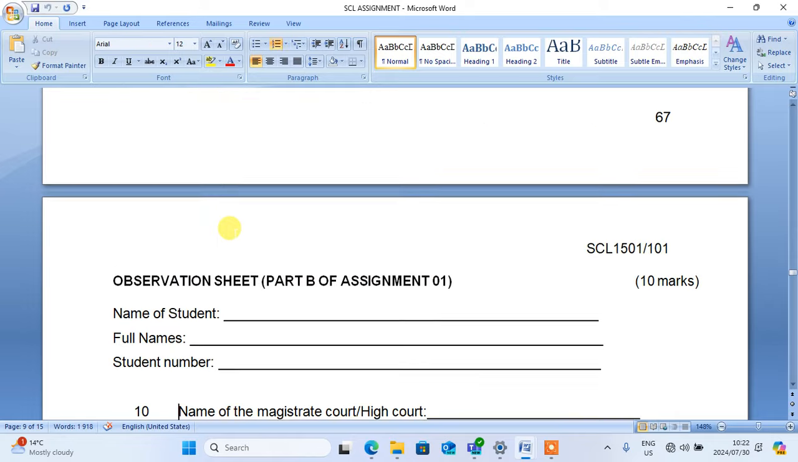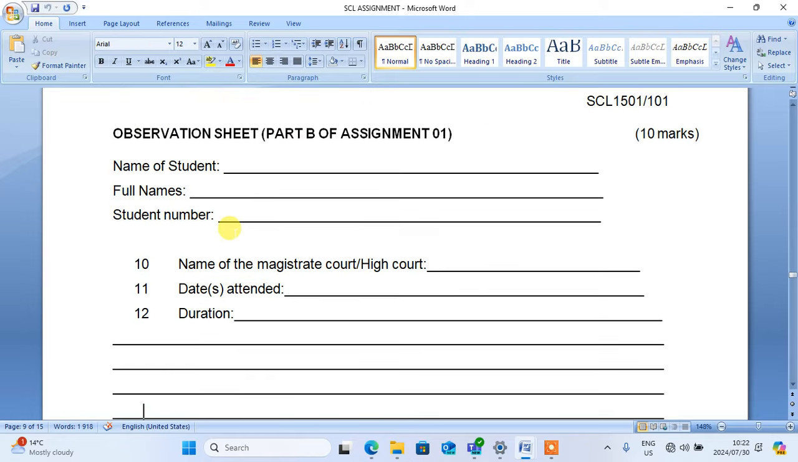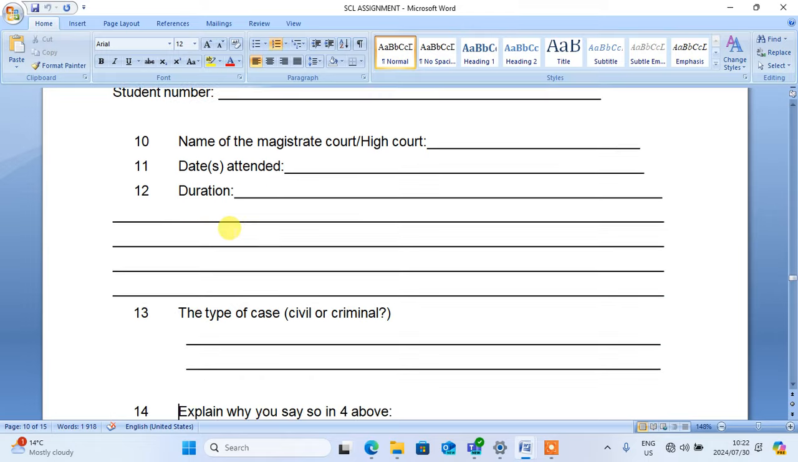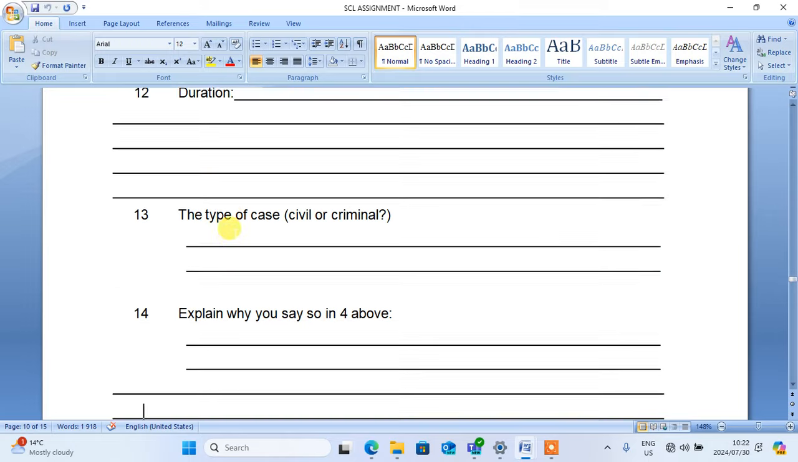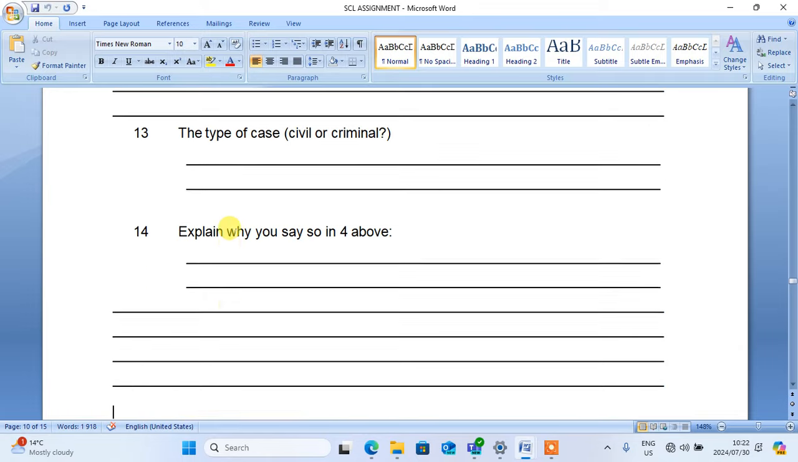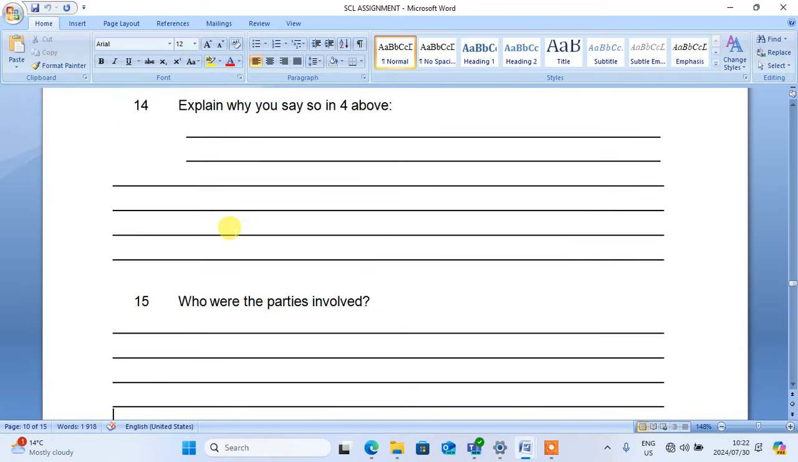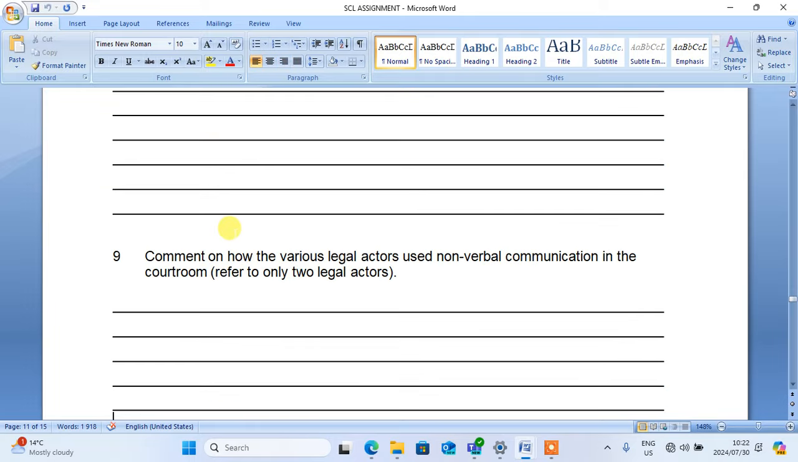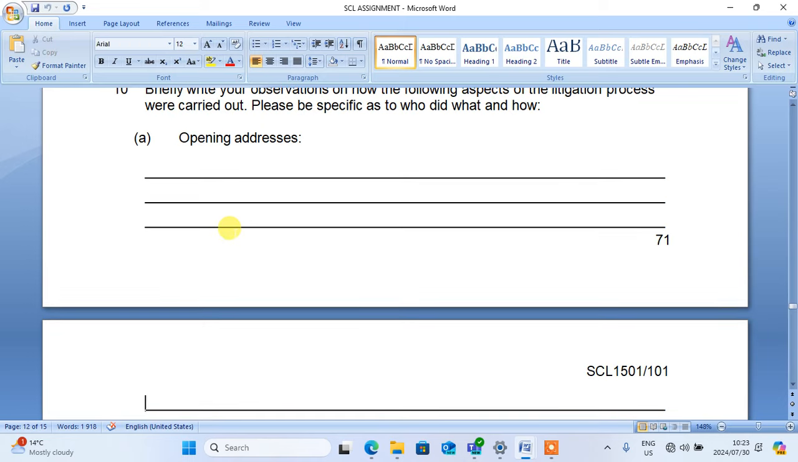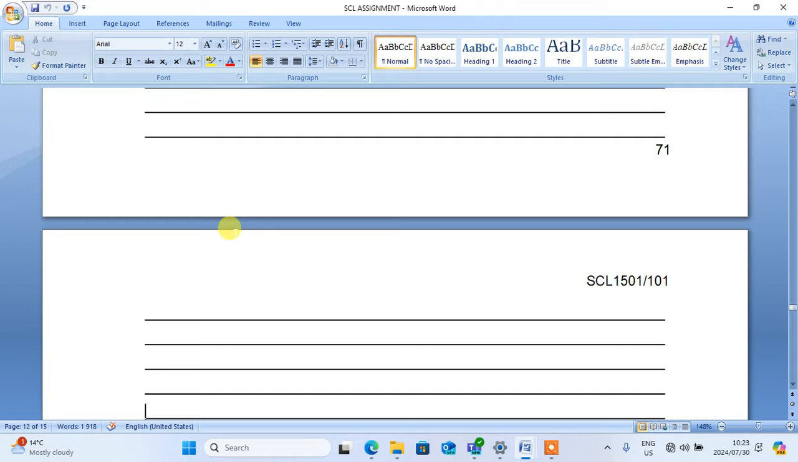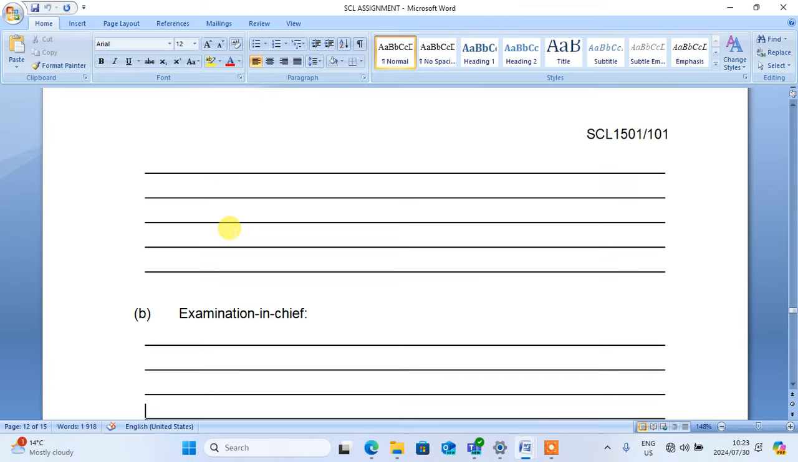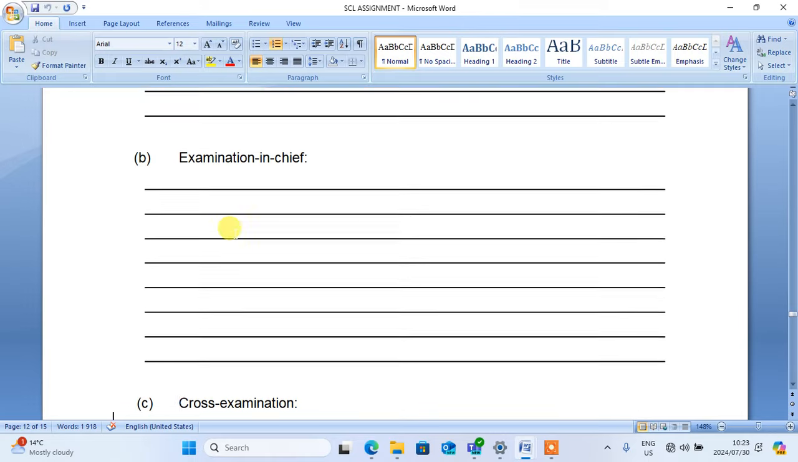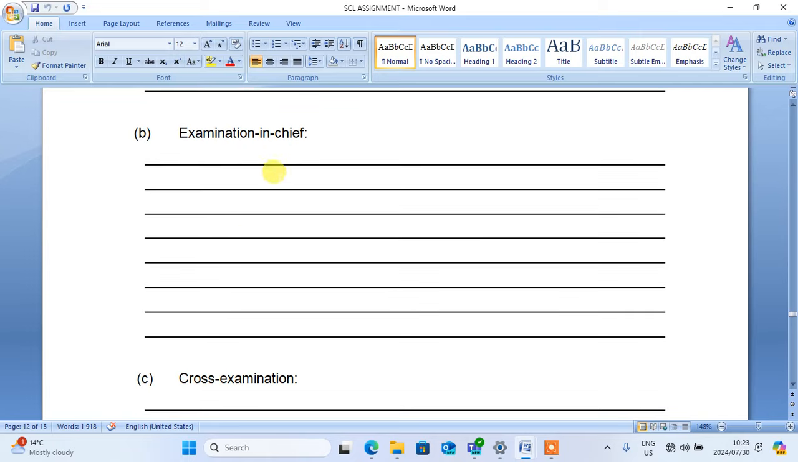So you will go to court, and you will write your name and student number, the court that you attended, the date, the duration, and the type of case, whether civil or criminal, and you explain the parties who were involved. The most intriguing part that I want to show you is that we used to have an opening address, and who opened the address. Then we have examination in chief and cross-examination. So you must know what happened during the cross-examination and examination in chief.